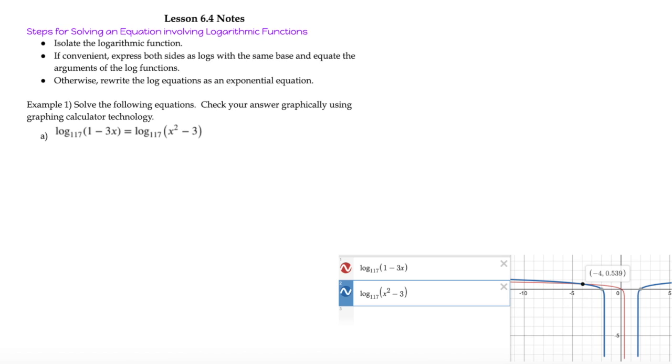Last lesson, we talked about solving exponential functions. Today, we're going to talk individually about solving logarithmic functions. And we follow the same idea that we did with exponential functions. We're still going to isolate the logarithmic function if possible.